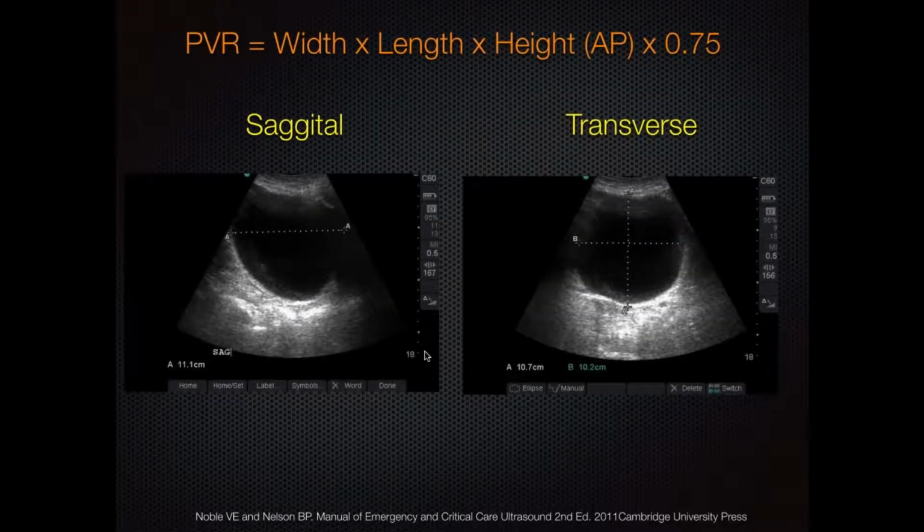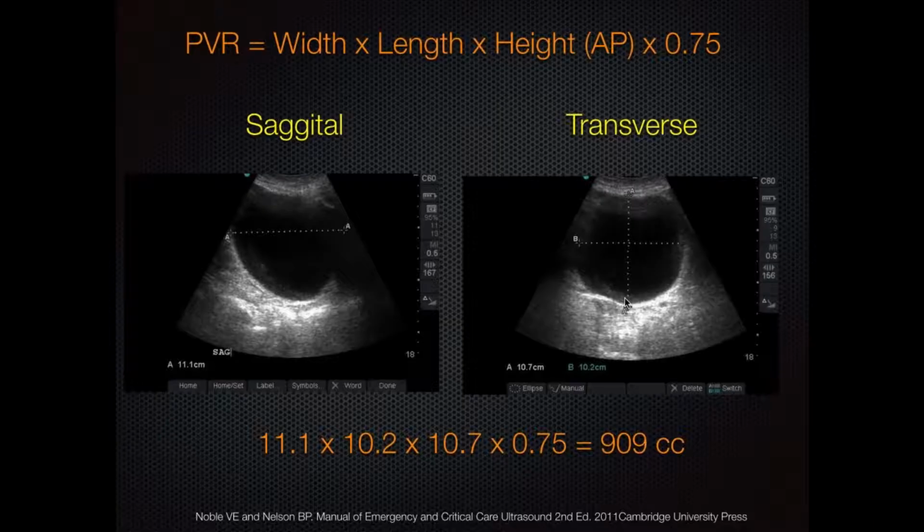So let's go over how to calculate bladder volume. You can use one of a number of described formulas. The one that I use is from Vicky Nobo's textbook, which is to simply multiply the width by the length by the height, meaning AP diameter, and then apply a correction factor, which is 0.75. So here in a longitudinal or sagittal view, this gives you the length of the bladder, and then in a transverse view, you're going to get the width of the bladder and the height, which is the AP diameter. Multiply those three numbers together, and in this patient, there was 909 cc's.